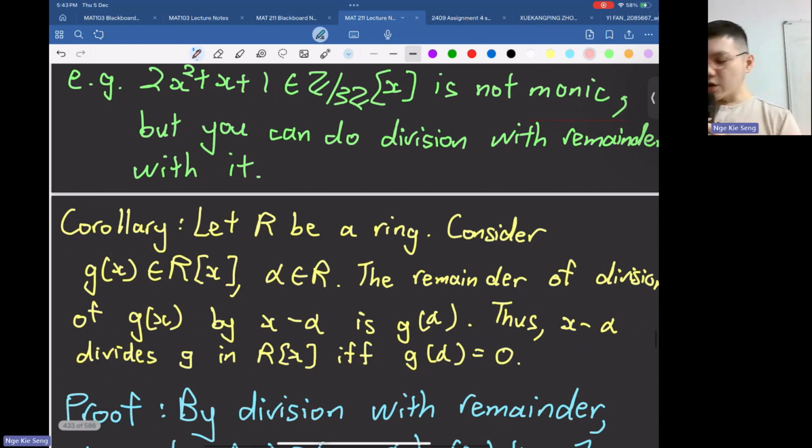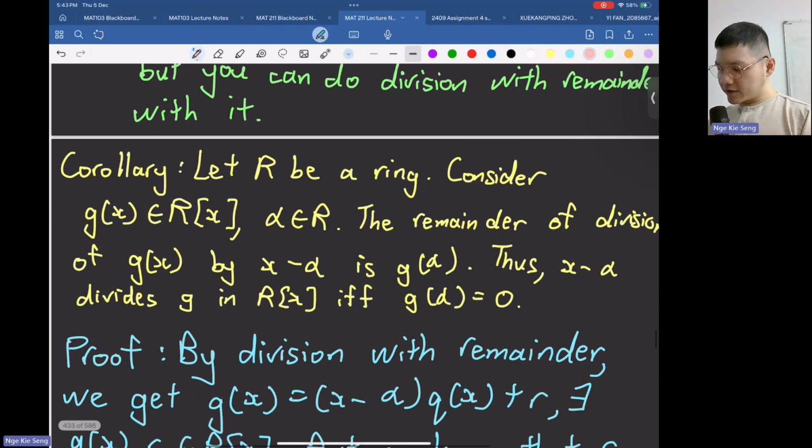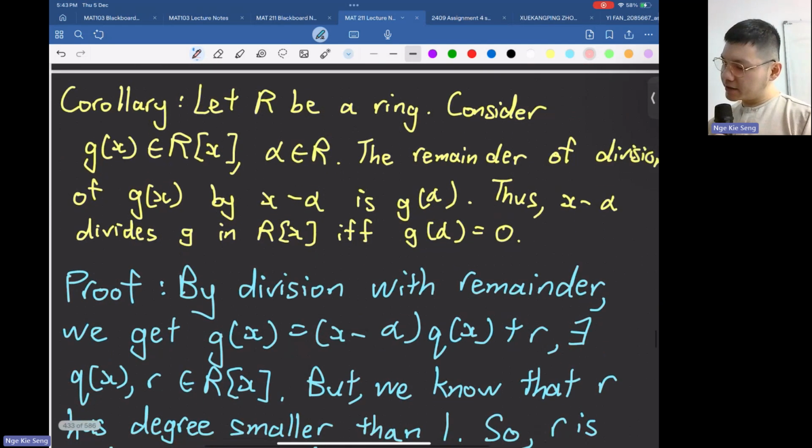So what's the key here? Obviously you start with division with remainder. So how do you write it? You write it as g(x) equals (x minus a) times some quotient plus some remainder. But the remainder here is very special. Its degree is less than that of x minus alpha, which is already degree 1. So the remainder is just a constant. That's why I put r here. There's no rx anymore. It's r.